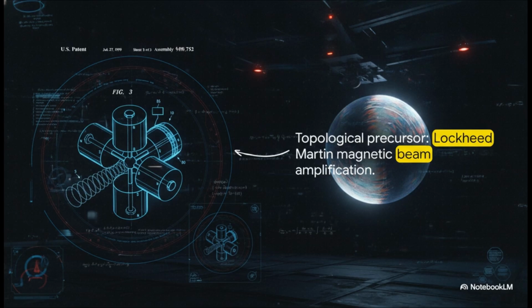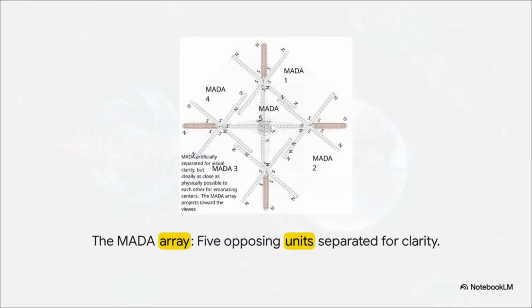The foundational building block for this technology actually stems from early topological precursors, like Lockheed Martin's magnetic beam amplification apparatus. We're talking axially stacked ring magnet geometry, with all the poles converging on a central frustration zone. The stark, geometric reality of a modern MADA array is just fascinating. The core operates by forcing high permeability magnetic rings into absolute pole opposition.